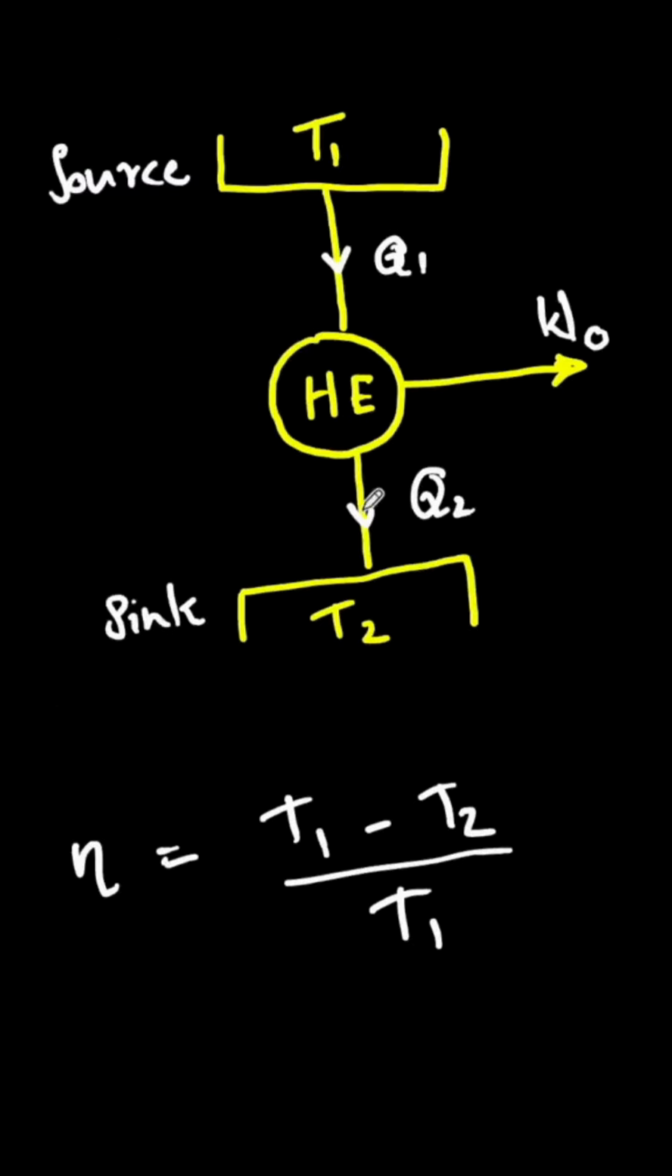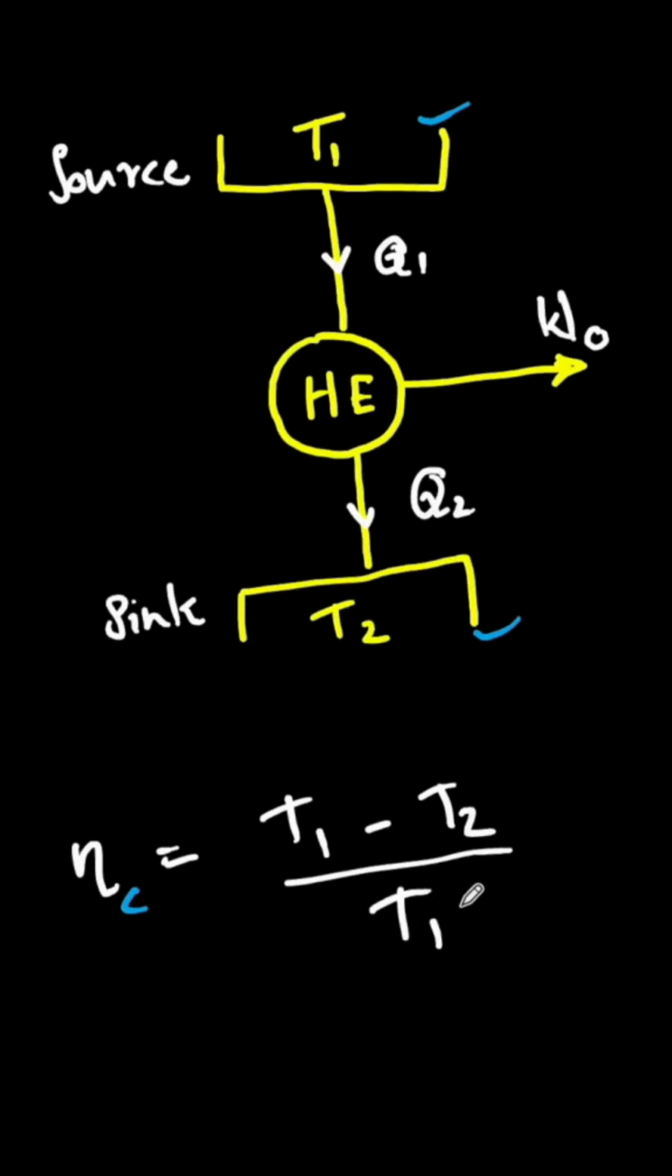So let's see. Here is a Carnot system, Carnot engine. This is source, this is sink. T1 is source, T2 is sink. So we know the efficiency of a Carnot engine is (T1 minus T2) by T1, the source temperature minus sink temperature by source temperature. These temperatures must be in Kelvin.